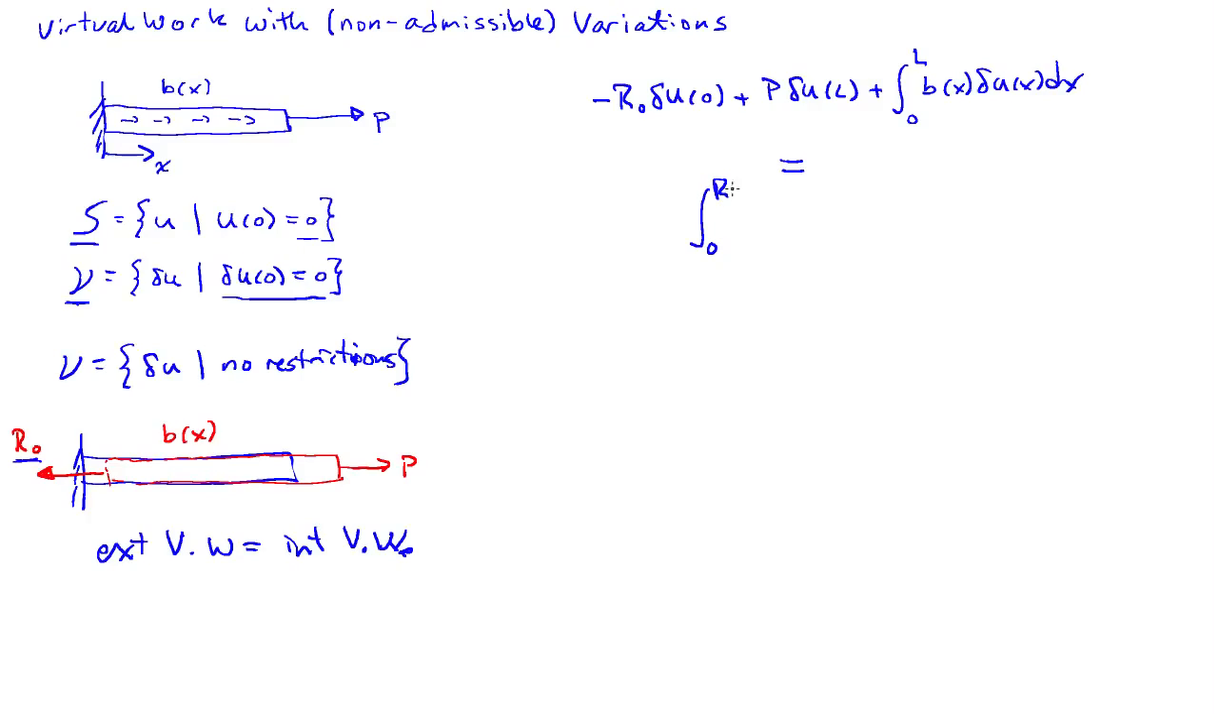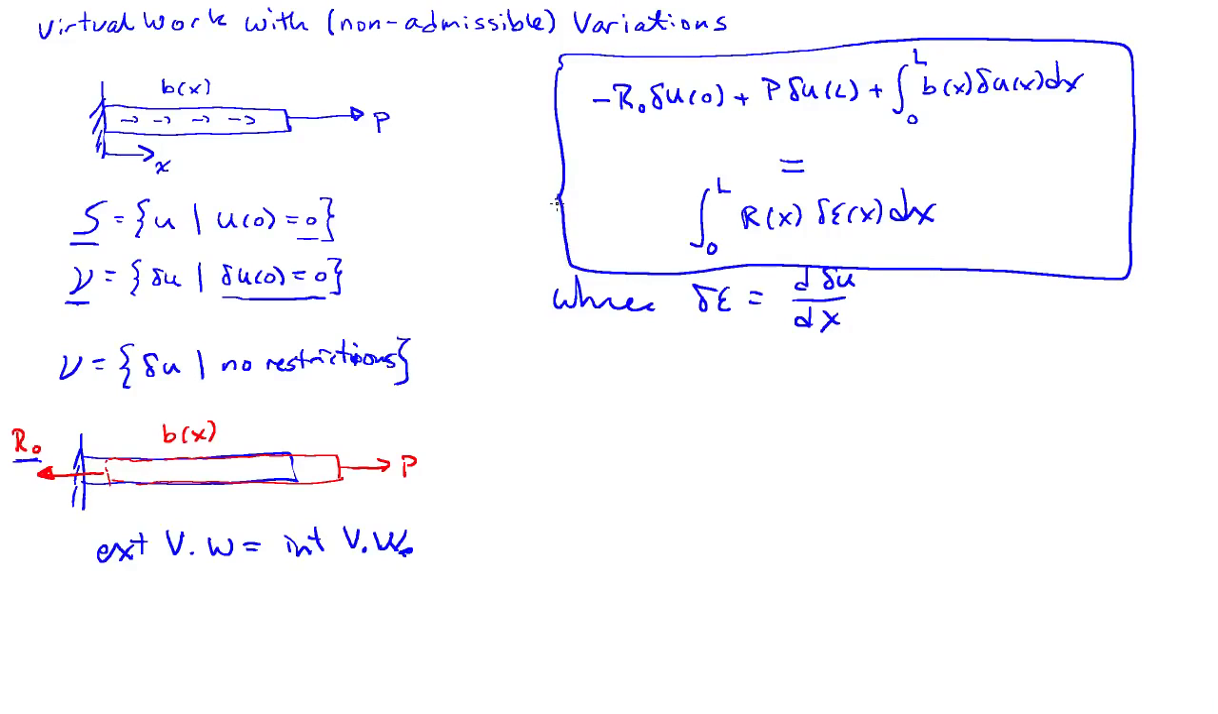0 to L, R of x del epsilon of x dx, where del epsilon is just defined to be the derivative of del u with respect to x.